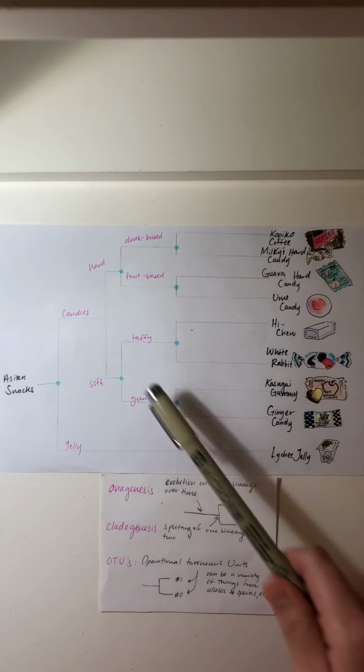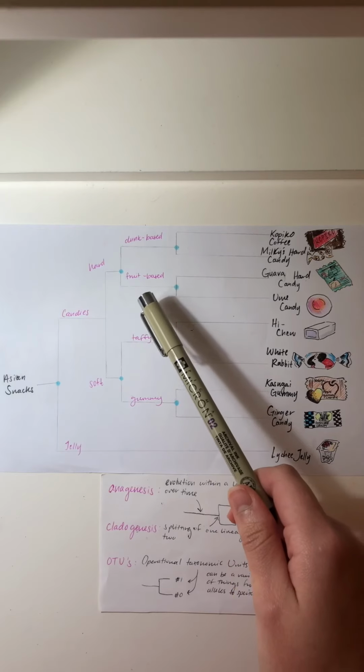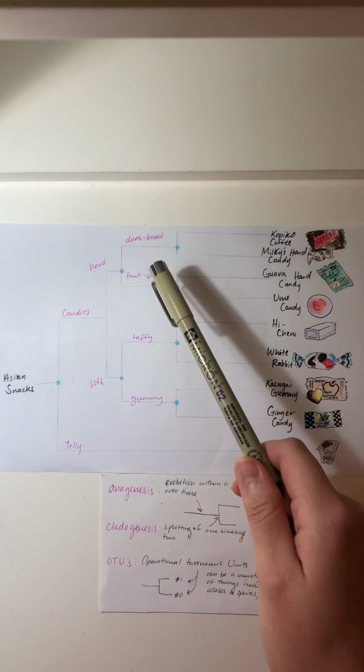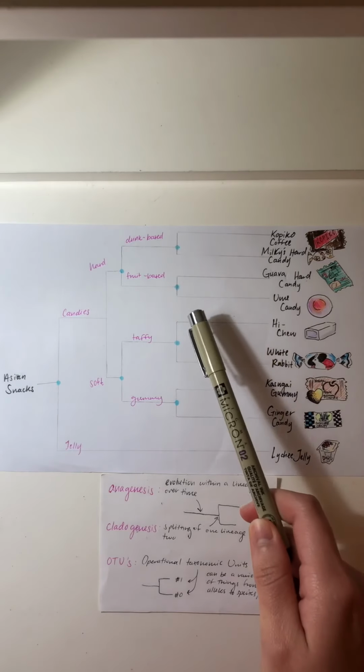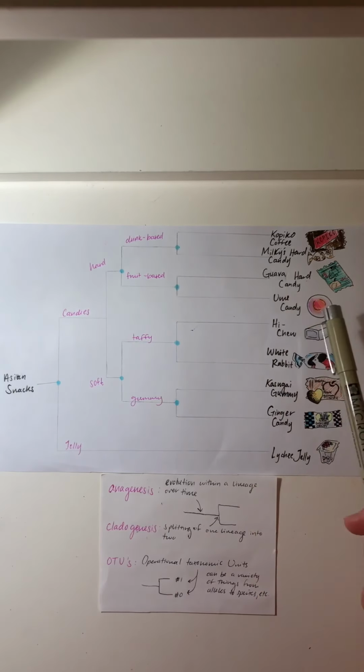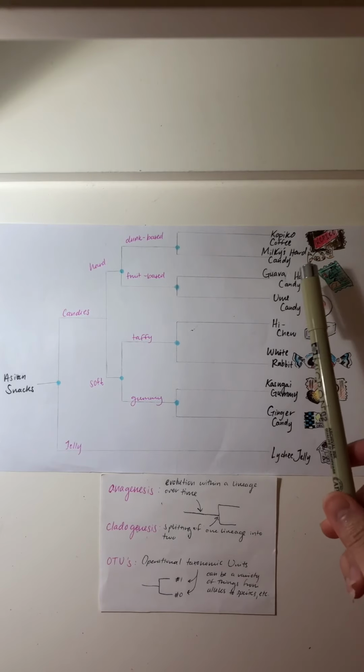And then into our hard candies, we have fruit-based hard candies and then drink-based hard candies. In our fruit-based hard candies, we have candies that are slightly closer to taffies, where the exterior is hard and then the interior is softer. And we have the ume candies and the guava hard candies. And then in the drink-based hard candies, we have our completely hard candies, which are our Milky's hard candies and Kopiko coffee hard candies.